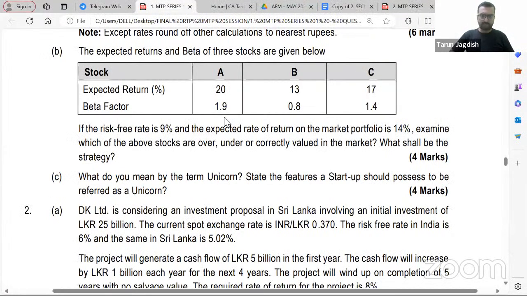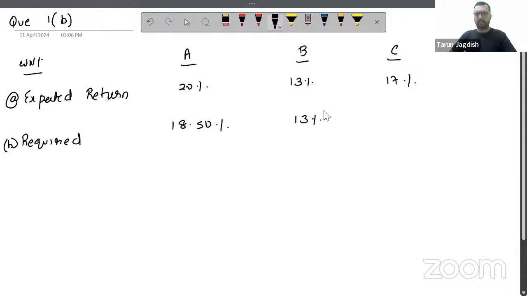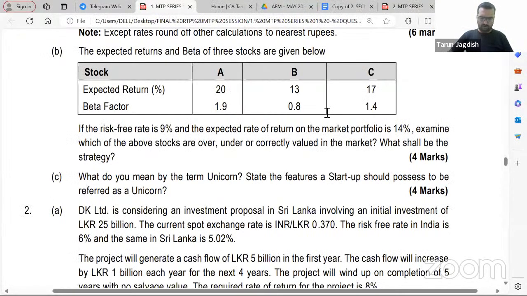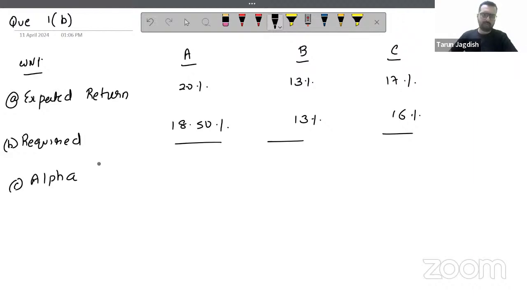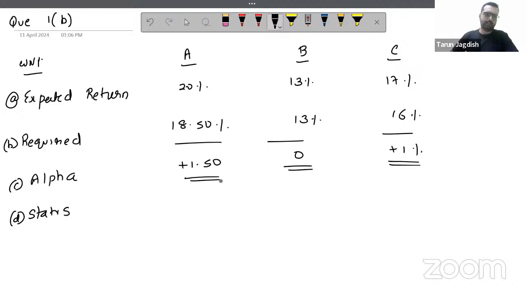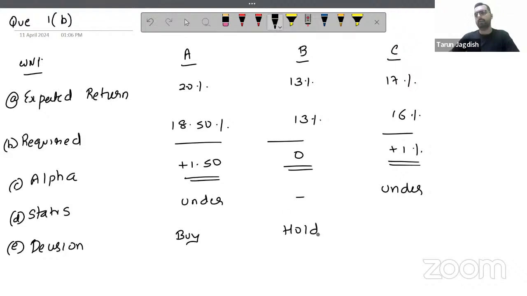Second one will be 5 into 0.8 plus 9. That will be 13%. And the last one is going to be 5 into 1.4 plus 9. That is 16%. Okay. So now tell me what will be the alpha for the first one? Plus 1.5, 0, plus 1%. So what will be your status? Here it is undervalued, this is neutral, undervalued. So what is the decision that you will take over here? Buy. Here you can hold. Here again you will buy.